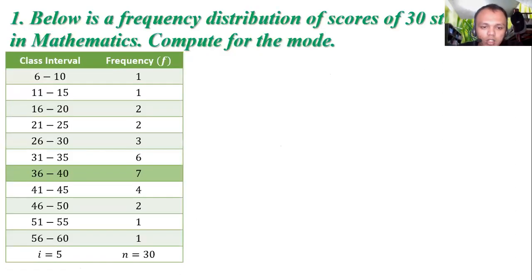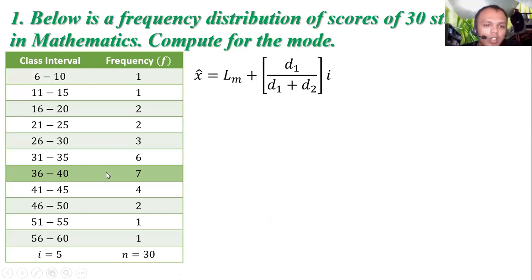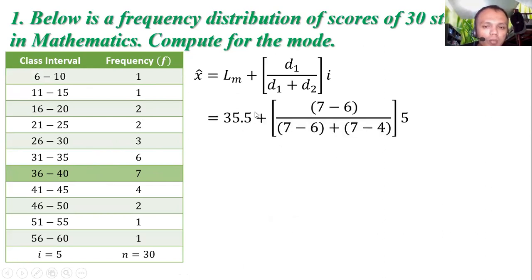Okay? Next, below, let's do exercises. Below is a frequency distribution of scores of 30 students in mathematics. Compute for the mode. Now, the modal class is already highlighted. What is the lower class boundary of 36 to 40? 36 minus 0.5, that is 35.5, plus your D sub 1, 7 minus its preceding, 6, over 7 minus 6 plus 7 minus its succeeding, 4, times your interval, 5, because 6 to 10 is 5.